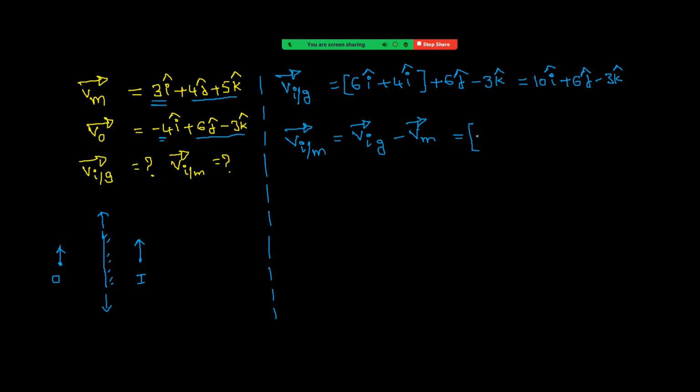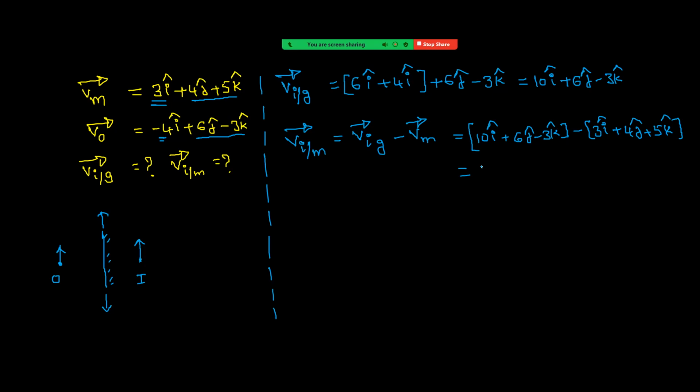This is 10 i cap plus 6 j cap minus 3 k cap, minus velocity of mirror, 3 i cap plus 4 j cap plus 5 k cap. Okay, let us see what is the answer.